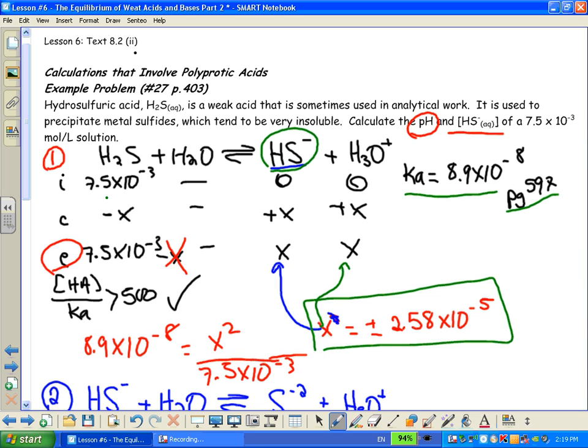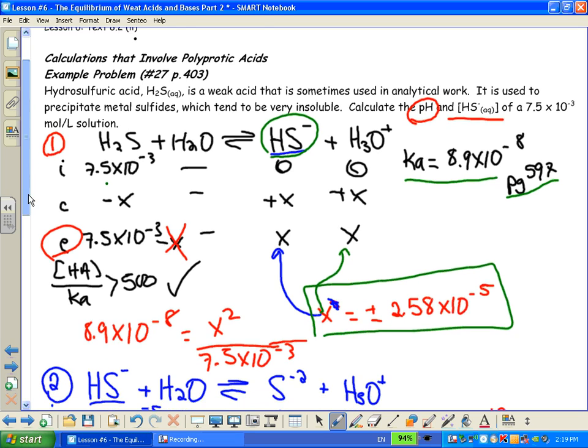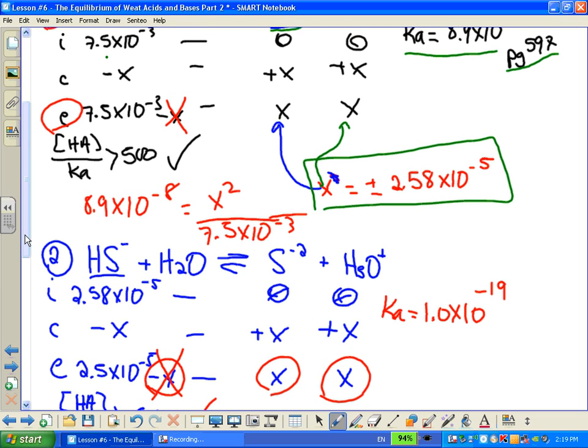We need to set up an ice table in order to solve for HS minus. So we set it up the same way we've always set up ice tables. You need to check that it's greater than 500 to cancel out the X. And I'm just going to rewrite this in case you forgot that Ka is equal to products over reactants. So that's where these numbers in red are coming from.